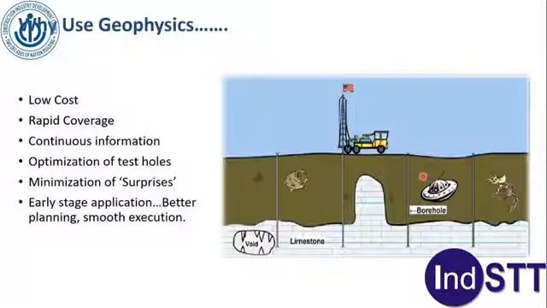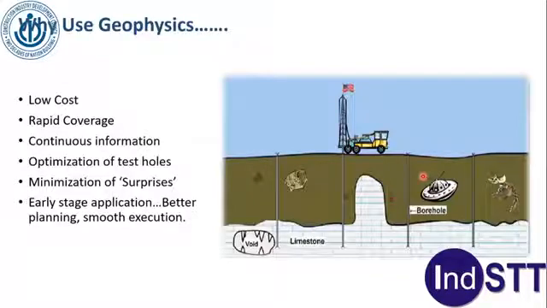Continuous information. For example, let's say this is a subsurface. This is a limestone pinnacle here. These are different objects which are buried inside. You have done a hole here, a hole here, a hole here and here. So what you will ultimately understand is that there is one layer here and there is one limestone layer here.